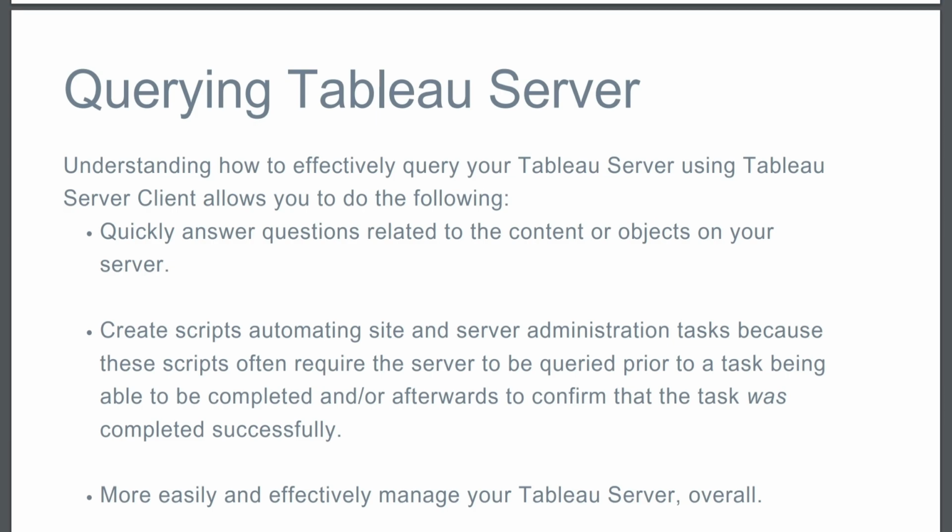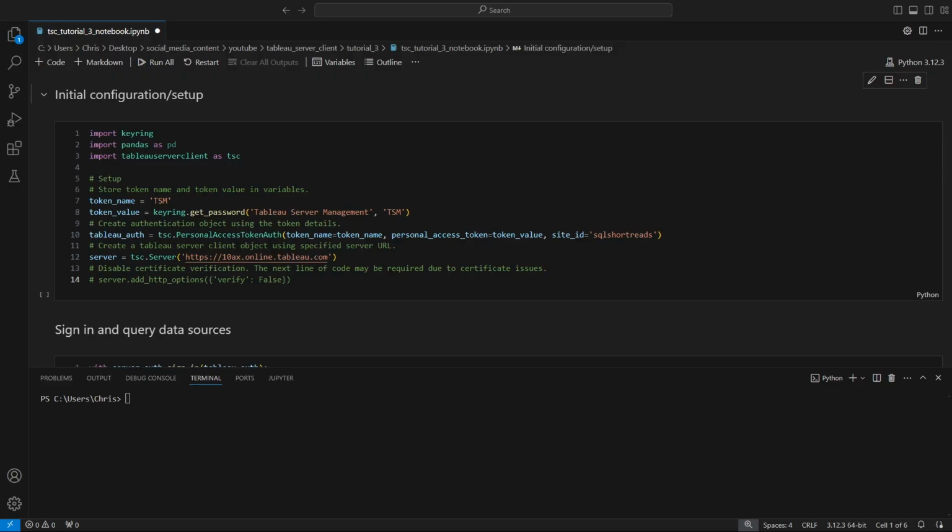Having briefly discussed the benefits, let's jump over to Visual Studio Code to begin writing our script to query the Tableau server. For this example, I'm going to send a request to my Tableau server to provide a list of all data sources existing on the server. After retrieving that list, I will create a simple data sources report that provides important details on each data source.